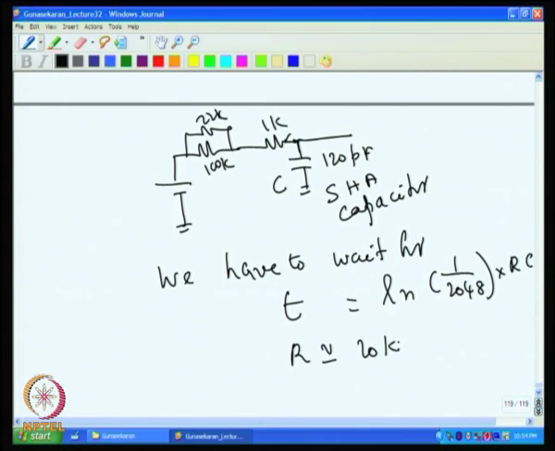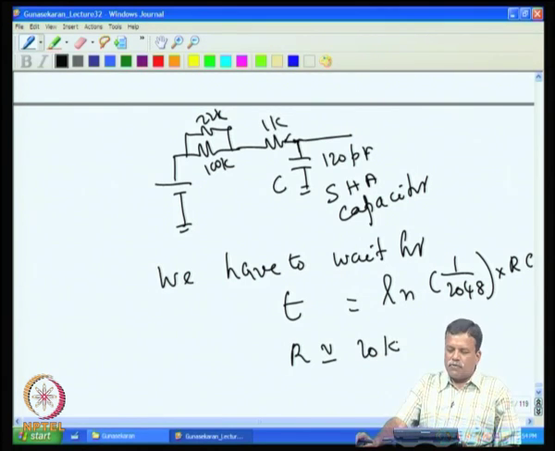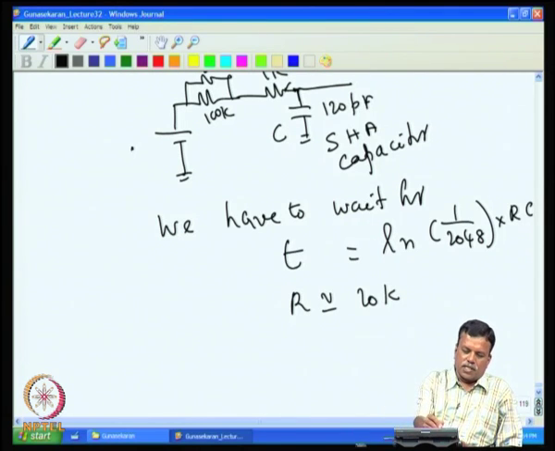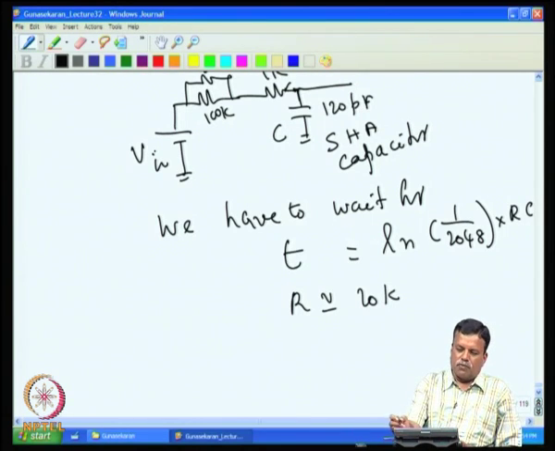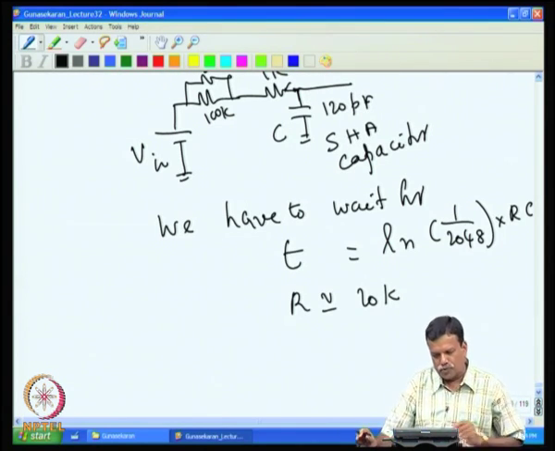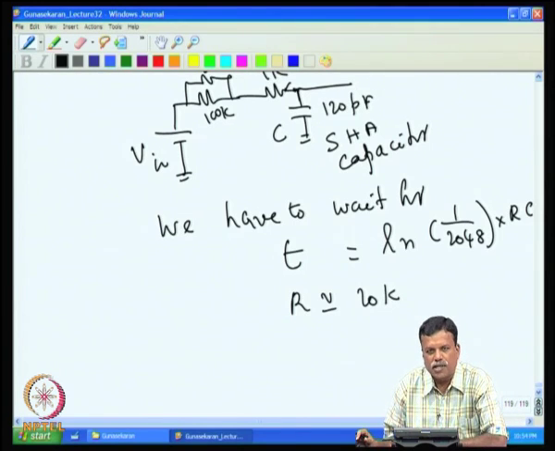So, if you see this, you may have to wait almost 40-50 microseconds to reach close to half LSB of the input voltage. If V input is 1 volt, then to get within half LSB of 1 volt, we have to wait more than 40 microseconds.